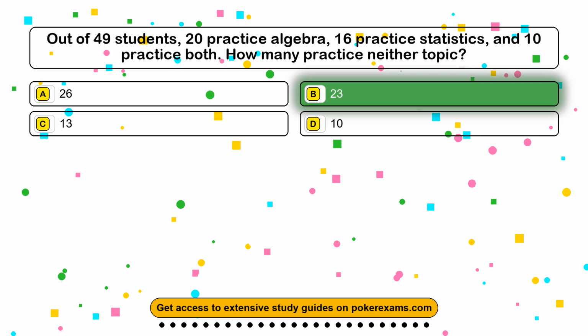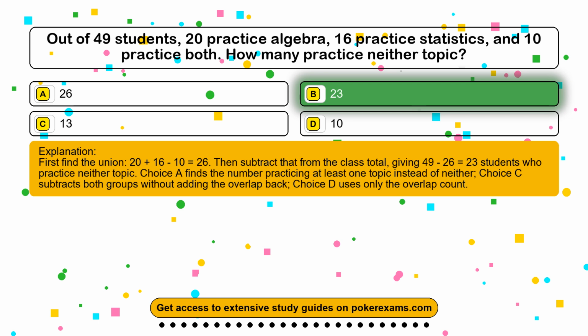The correct answer is option B, 23. First find the union, 20 plus 16 minus 10 equals 26. Then subtract that from the class total, giving 49 minus 26 equals 23 students who practice neither topic. Choice A finds the number practicing at least one topic instead of neither. Choice C subtracts both groups without adding the overlap back. Choice D uses only the overlap count.